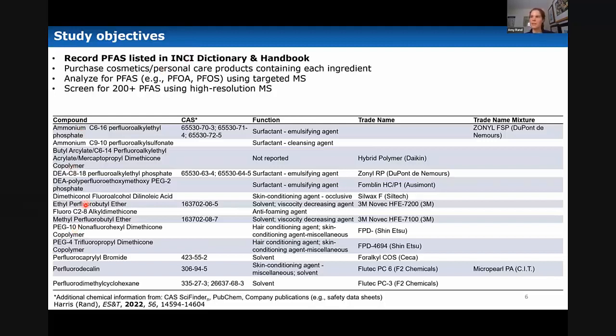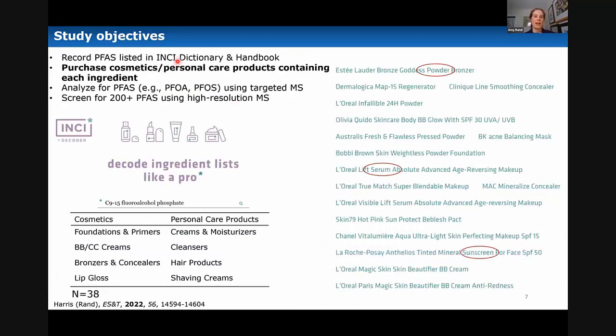I've listed a few here. These are the INCI names, paired with the CAS name and number, and sometimes even the function of that compound in a specific product, the trade name or trade name mixture. And when we coupled this search in the INCI dictionary and handbook with additional information from CAS SciFinder, PubChem, and different company publications, we could determine whether or not an INCI compound was also considered a PFAS.